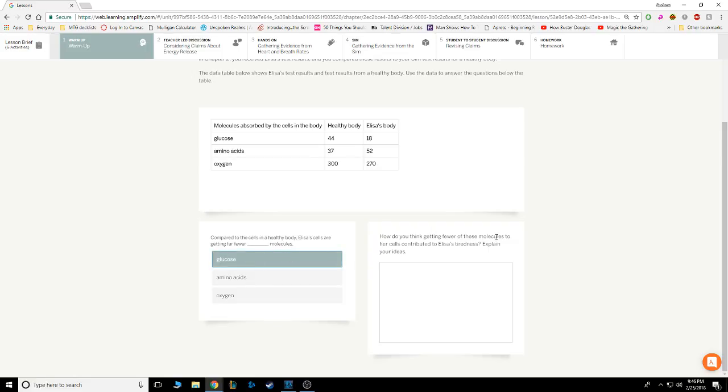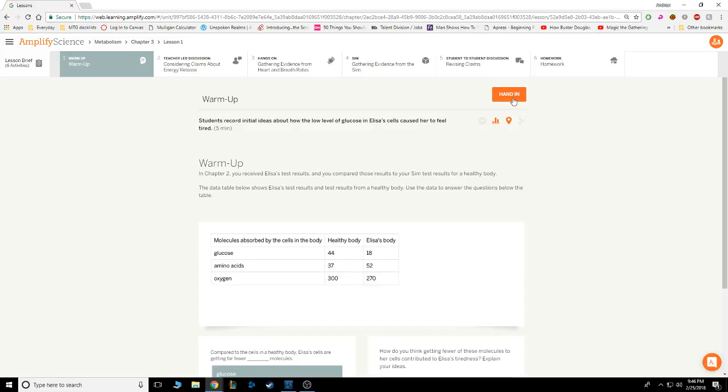How do you think getting fewer of these molecules to her cells contributed to Elisa's tiredness? Explain your ideas. So the question is asking us, why is it that if our cells get fewer glucose molecules, we're more tired? Go ahead and take a second to think about that. Remember, the question is really asking us, why is it that when our cells get less glucose, we get more tired? What role does glucose play in us getting energy? Why is it important? Think about that and write it here before you move on. And I'll see you in the next video after you click on the hand in button and move to section 2, the teacher-led discussion.